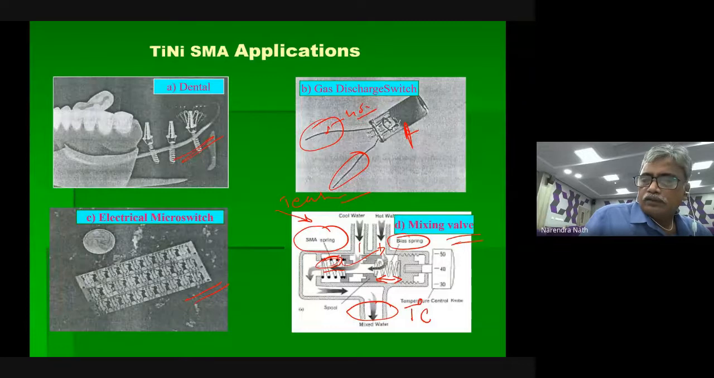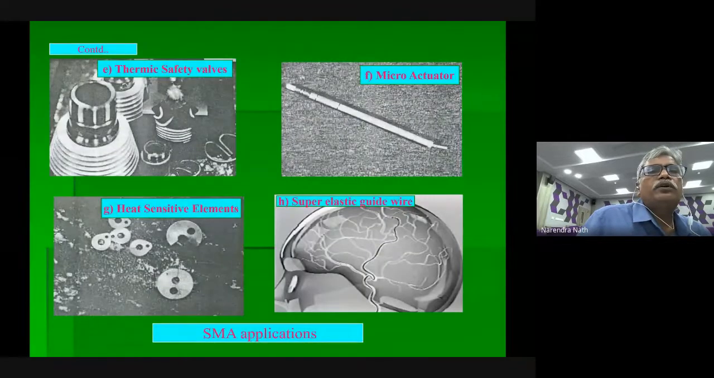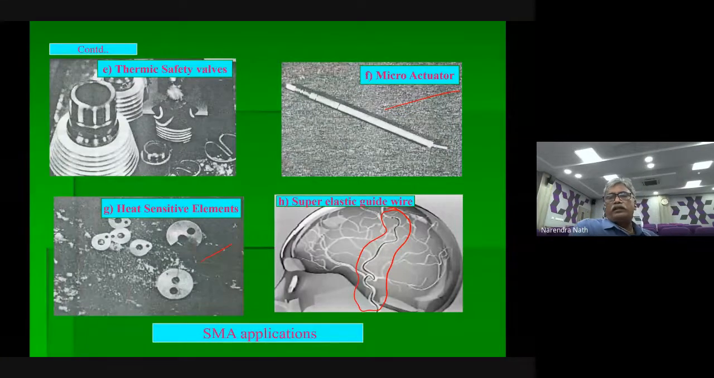So these are a few applications. This is thermic safety valves. This is micro actuators, and heat sensitive elements. And this is very interesting. You can see this portion. This is actually a super elastic guide wire. So it's a human brain. They're using this to remove some clots somewhere.